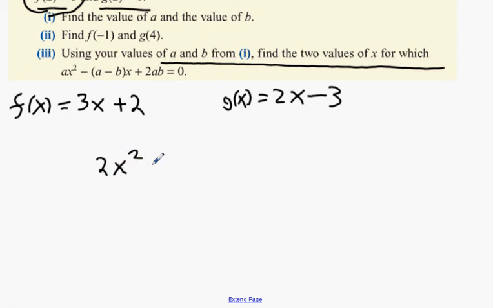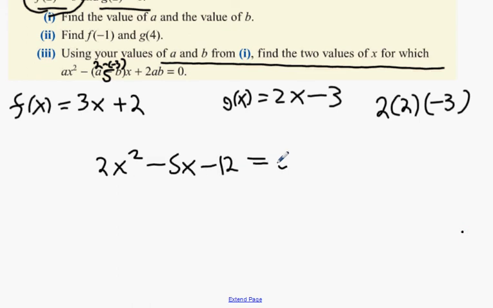2x squared minus minus 3 is, so 2 plus 3 is 5. Minus 5x. Now 2a by b, so 2, which is a, what's a? 2, and b is, what's 2 times 2 times minus 3? Minus 12. And then you're left with a quadratic equation that will give you two answers. However, we have to figure out the reference numbers.